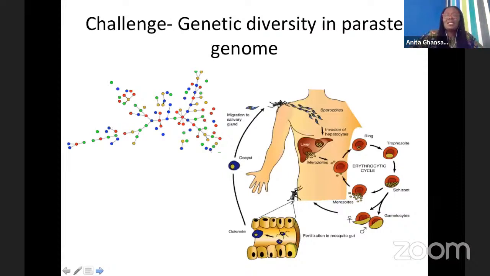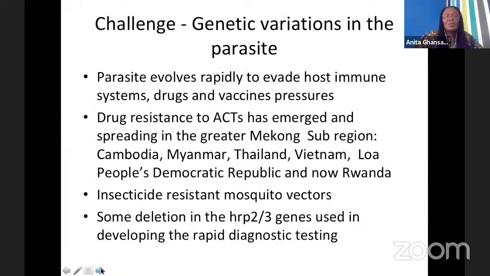But the challenge is the extensive genetic diversity in the parasite genome. So you see how diverse the parasite can look. And for the malaria parasite, there are many levels. From the mosquito stage, it adapts in the mosquito through diversity, and then it moves into the liver stage of the individual. And there again, it diversifies its genome in order to evade the liver stage, and then moves into the red blood cell. And again, it has to undergo extensive diversity. So this makes it very complex for any malaria genomic studies or malaria intervention.